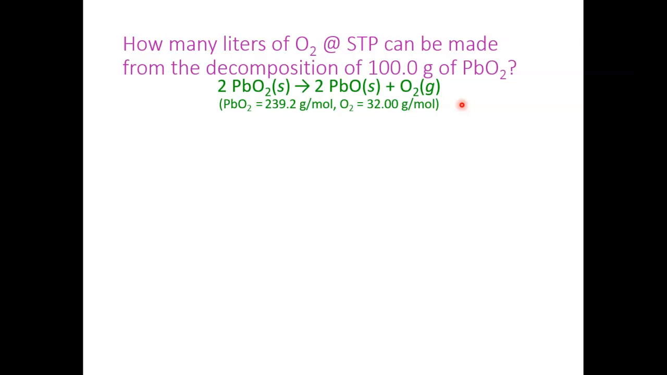Now, I start off with 100 grams of lead 4 oxide. That's the PbO2. Lead 4 oxide is PbO2. Lead 2 oxide is PbO, because the charge of the lead can be different in different situations. Here is the molar mass of PbO2, 239.2. I went ahead and gave you that. 239.2 grams per mole.